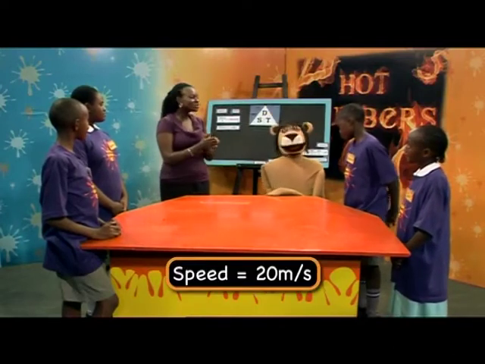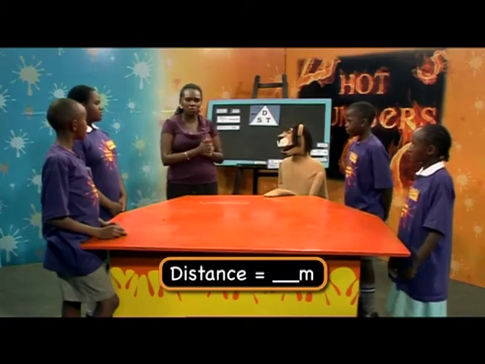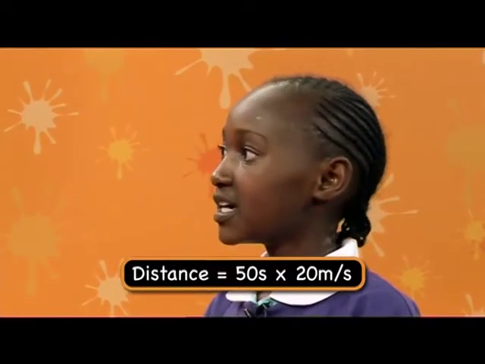Oh, Marara. Okay, final question. If Marara was running at 20 meters per second and he ran for 50 seconds, what distance would he have traveled? Yes, Judy? 50 multiplied by 20 is 1,000 meters. So 1,000 meters. Very good.